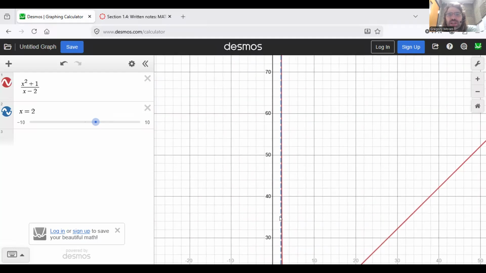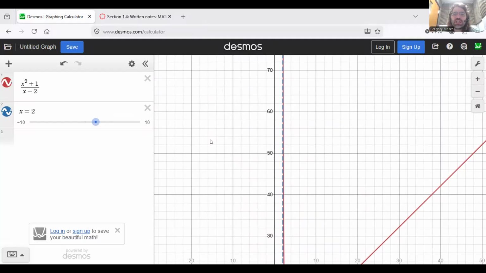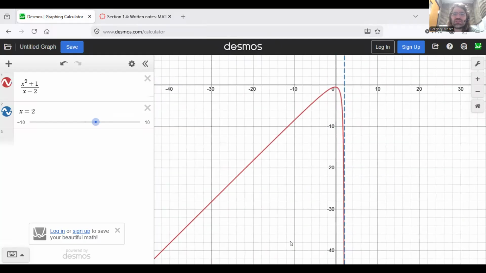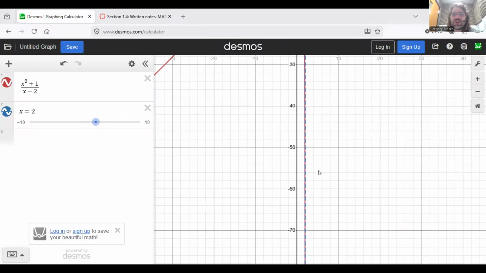One way we could express this notion that we're just going up and up and up is that we're going up to infinity. And one way we could express the notion that we're going down and down and down is that we're going down to negative infinity.